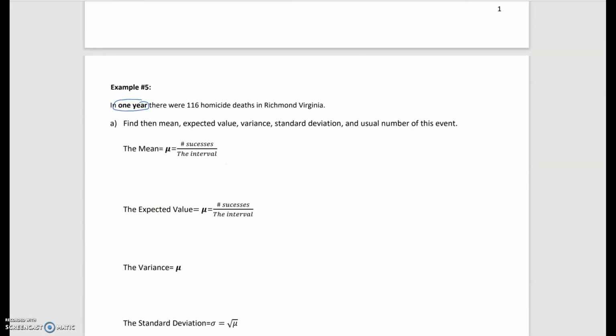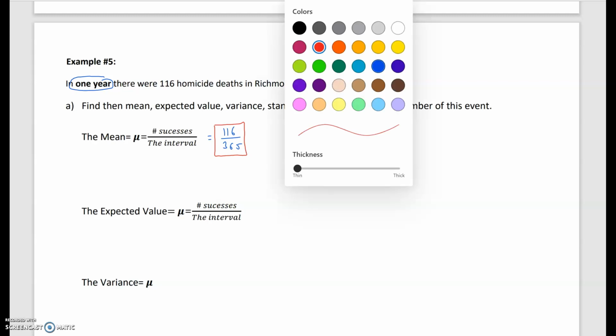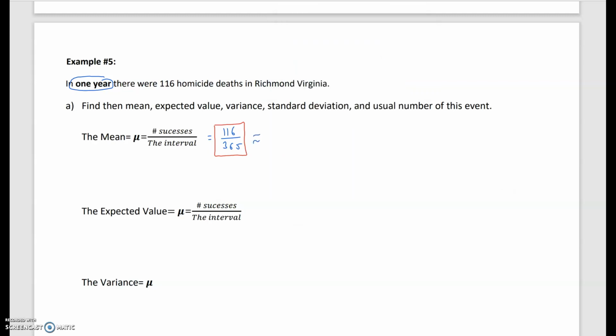So in this particular scenario, the actual value of the mean is going to be given as 116 divided by 365. Some of the problems on the homework are going to want this as an exact answer. So let me use a decimal approximation. I'm getting that this is approximately 0.3178, which is our decimal approximation. I'm writing it to 4 decimal places.